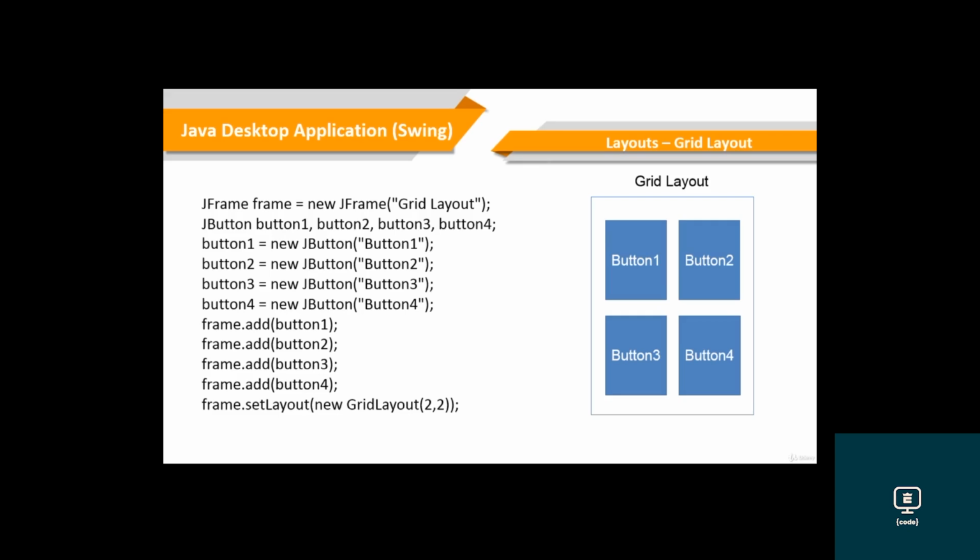Now, in addition to this, we can add 2 more parameters. We can initialize the vertical and horizontal gap between each of the rows and columns.